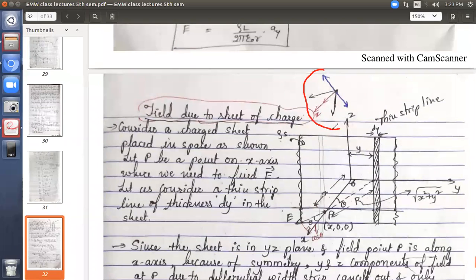Here the details are given. One field will be like this, whose magnitudes are the same and opposite in direction. They will cancel out. One more field is again like this, same magnitude, opposite direction. They will cancel out. Only the x component, where the point P is, they both get added up. Hence, only the Ex part of your complete components Ex, Ey, Ez will remain. Ey and Ez will be eliminated, only Ex will remain. Okay.